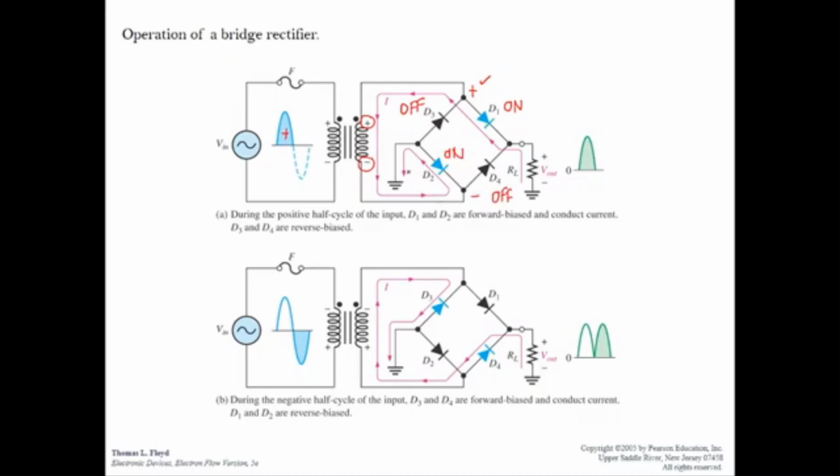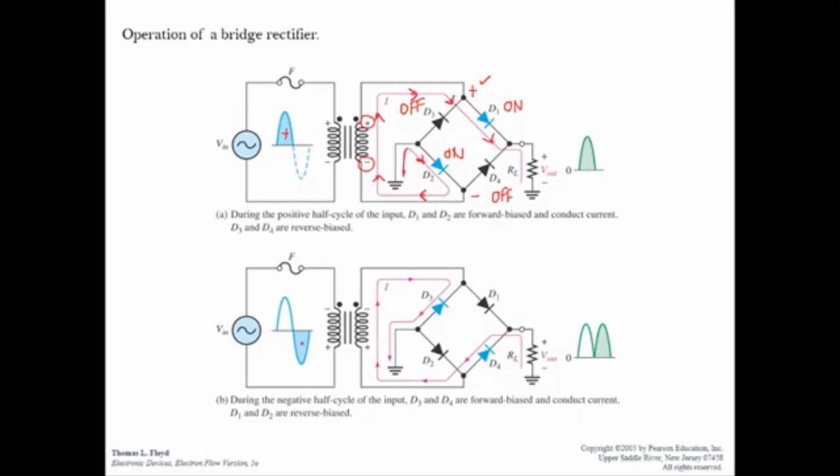Okay, so in this condition, there will be a current flowing across the RL, along this line and in this direction. It passes through D2 and D1. So there will be an output voltage.